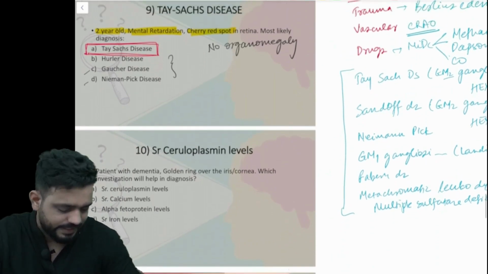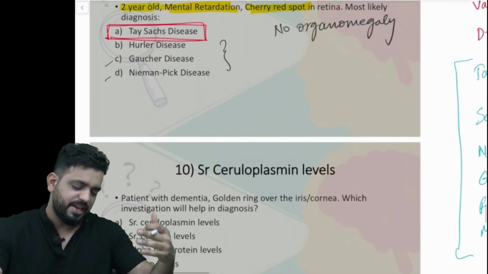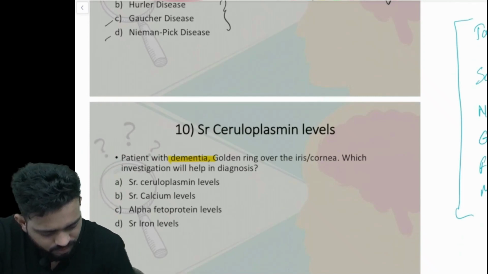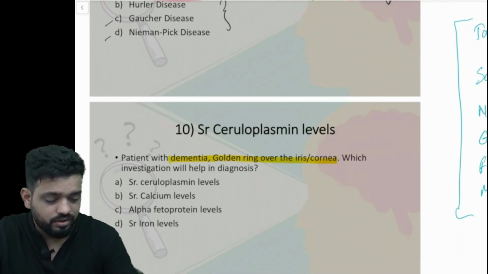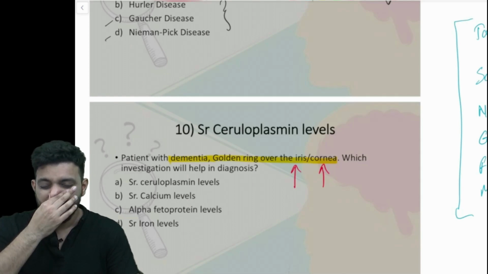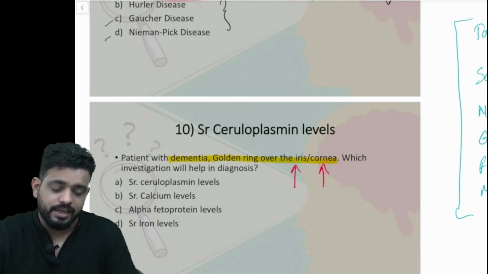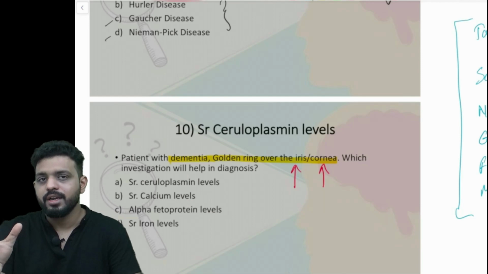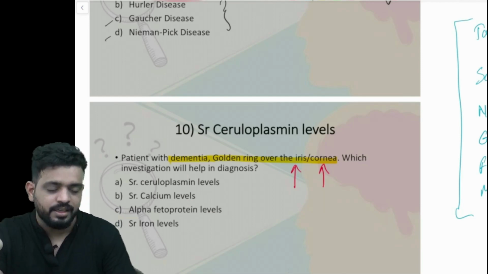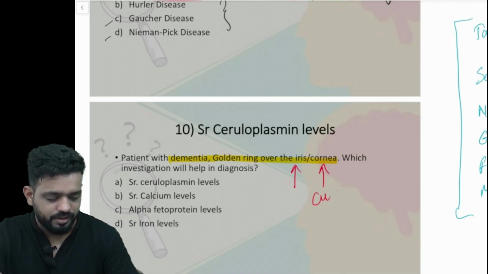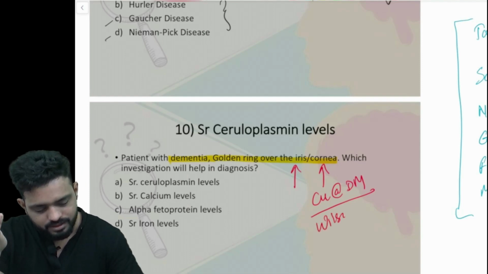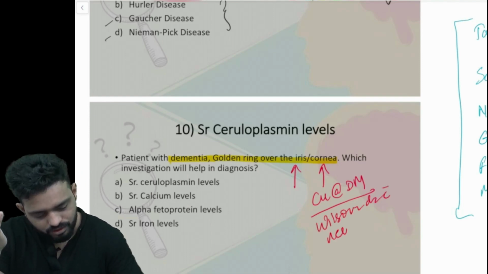Okay, yeah, that's it. So last question. Yes, this was very interesting, very easy also. We began with easy, we are ending with easy. So there was a patient with dementia, golden ring. Now the confusion was, someone was saying it is on the iris, someone was saying it is on the cornea. So basically what I researched, and found in literature, is that the golden ring appears to be on the iris, but basically it is a deposition of copper at the level of Descemet's membrane in Wilson's disease with neurological involvement.